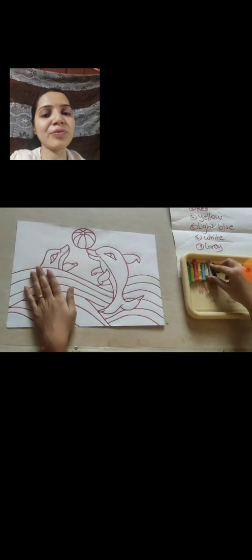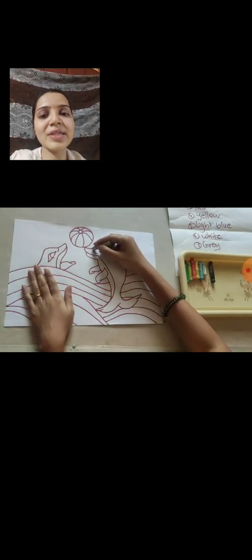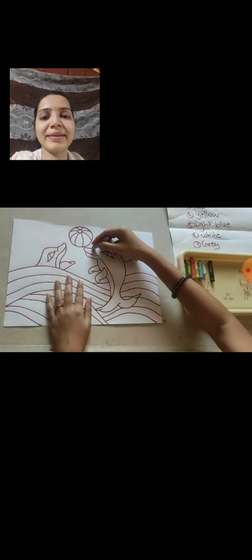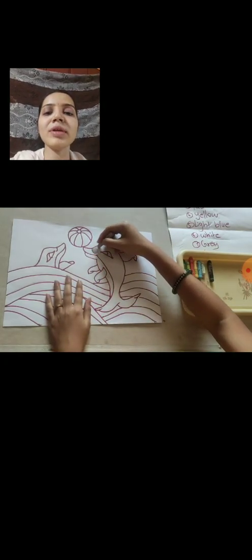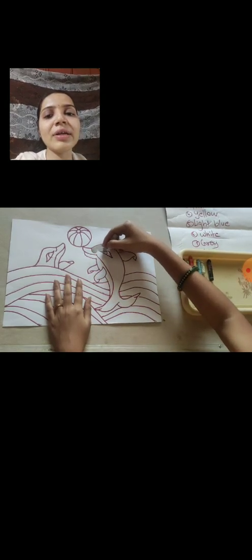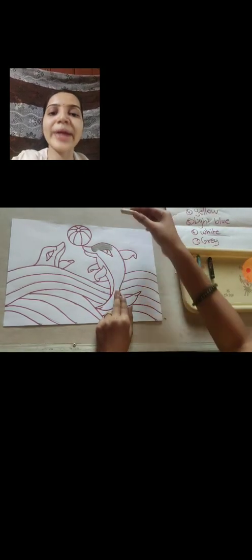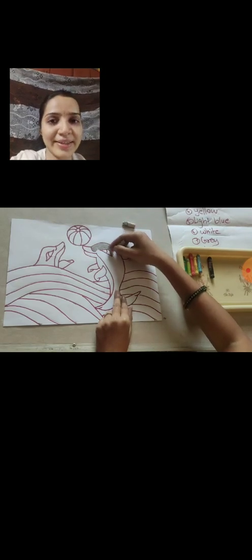First we will color the fish. For that I am taking grey color. See where I am starting. Yes, from there, not from the mouth. Inside the mouth there is a line, from there I am starting my grey color. Like this you will go down, till down you will color. Two shades we are going to use, white and grey. We are going to use shading.